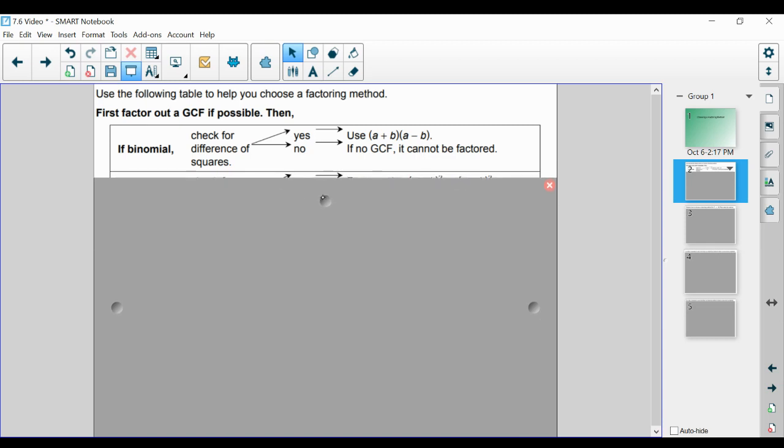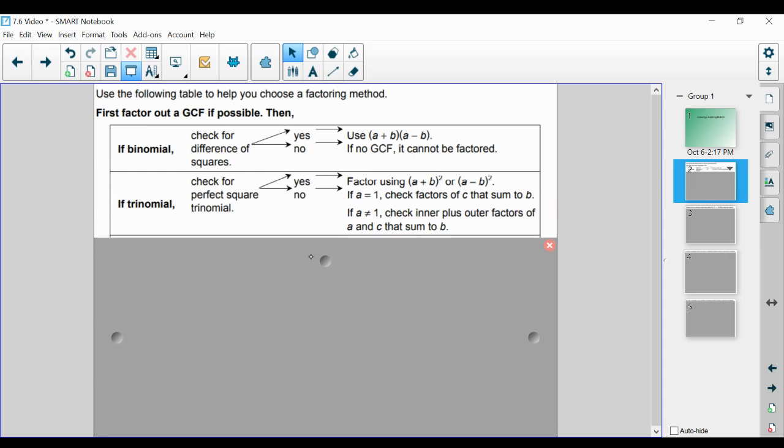Now, once we factor out the greatest common factor, and then we see it's a trinomial, then we're first going to check for a perfect square trinomial. If it is a perfect square trinomial, then we're going to factor it just like we had before using a plus b squared or a minus b squared. If it is not a perfect square trinomial, we're then going to factor just how we normally would.